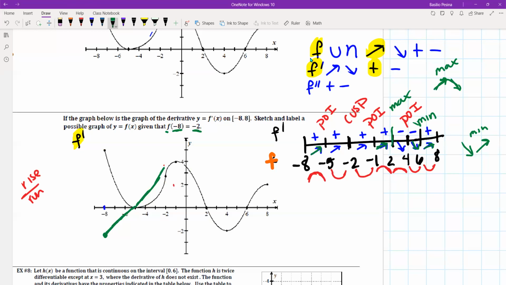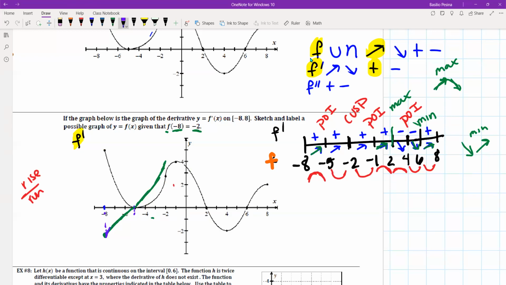Yeah, up to -5, there's a cusp. So -5. I'm sorry, not -5. What? -2. So somewhere here, there's going to be a cusp. Okay. So I'm going to go back and now use my concavity. So from -8 to -5, we have that it's concave down.